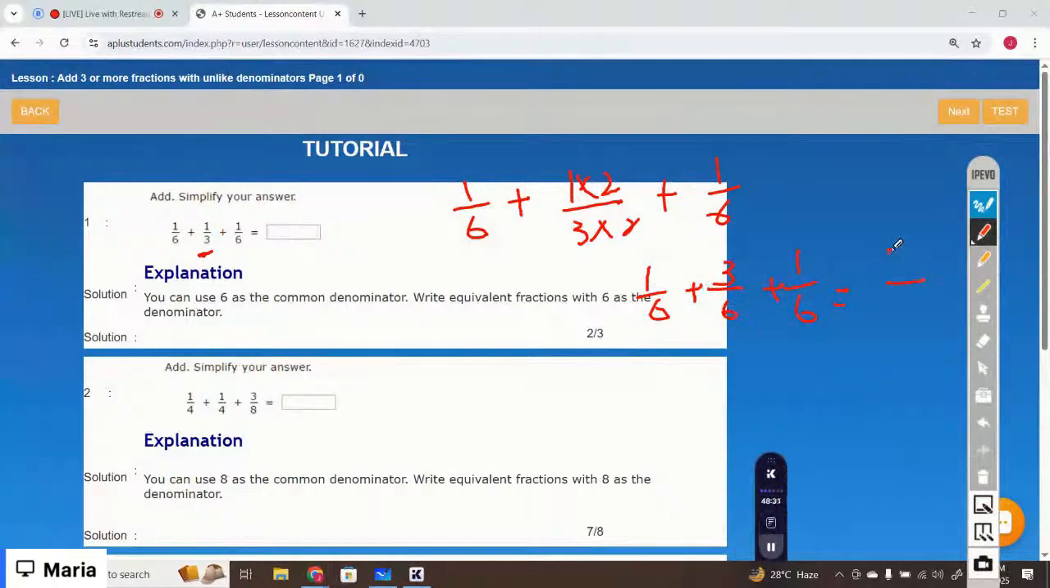Now we have like denominators, so add the numerators. 1 plus 2 plus 1 is 4, that is 4 over 6. We can divide it by the common factor, that is 2. 4 divided by 2 is 2, 6 divided by 2 is 3, that is 2 over 3. So the correct option is right.